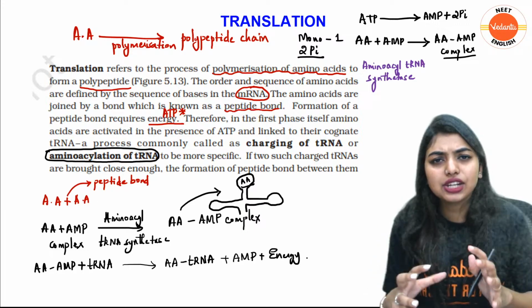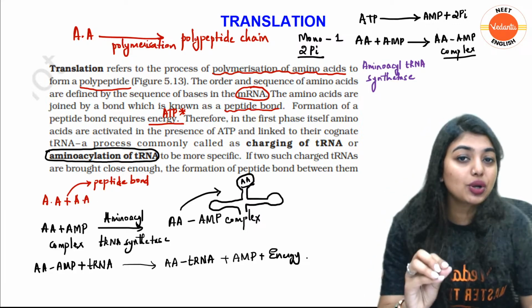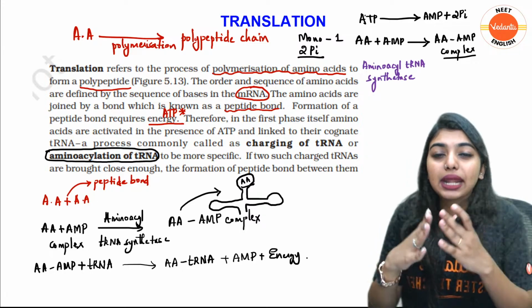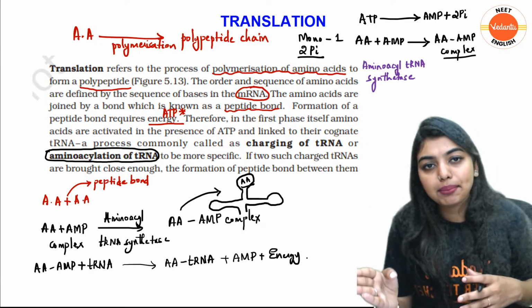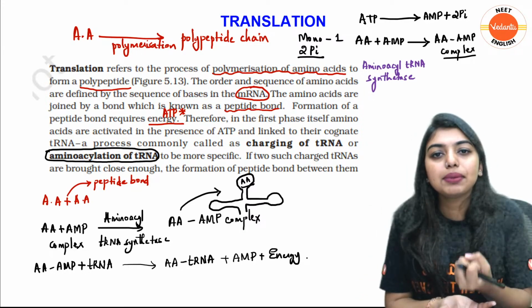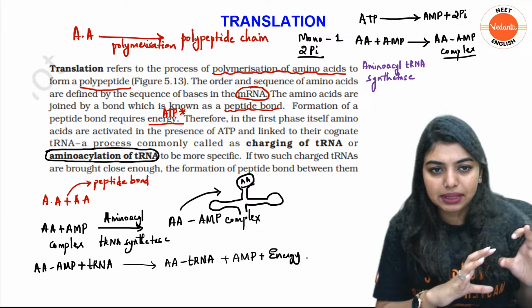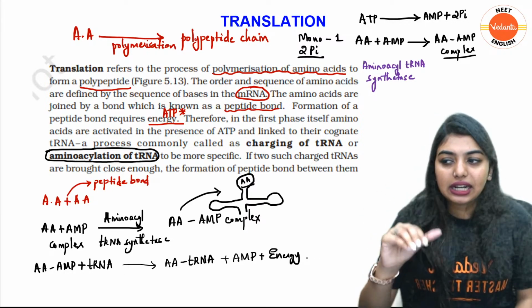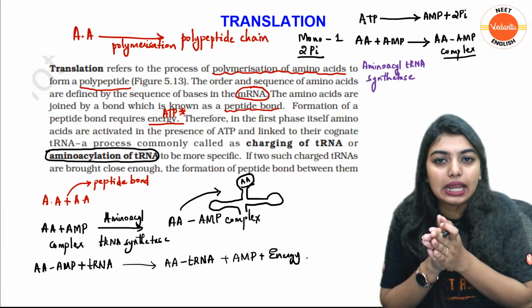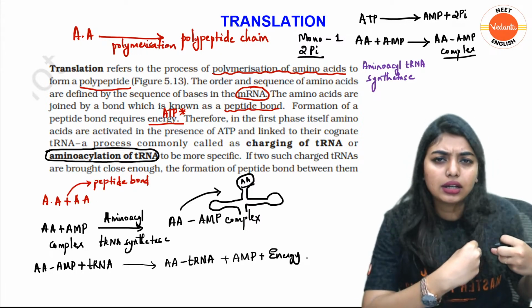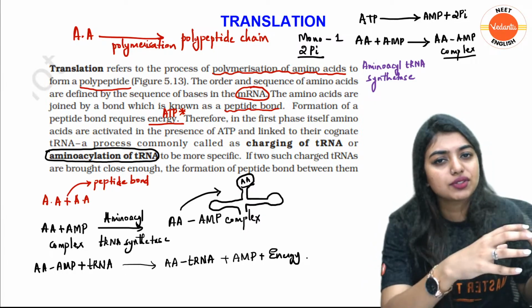That means addition of amino acids. But for this to happen, we need ATP. So the first process that happens is breaking down this ATP to AMP and Pi, because AMP is the one that will form the complex, ATP will not form the complex. Now after that, this amino acid will go and bind with the AMP and form an AA-AMP complex. Simple. Amino acid and adenosine monophosphate will form a complex.